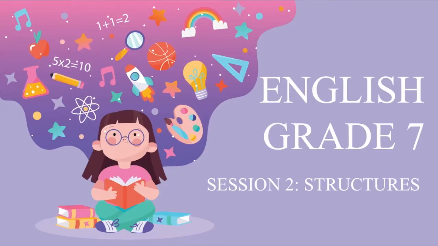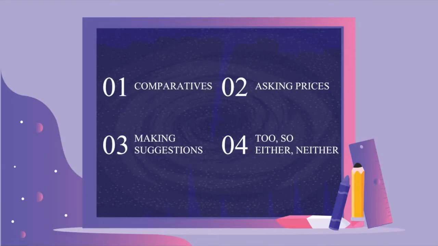Guys, welcome to English Grade 7, Session 2, Structures. In this session, we will review some structures that we usually see in the sentence transformation exercises. The first one, we will review comparatives. Second, we'll learn about some structures that we can use to ask prices. The third one, we will learn about how to make suggestions. And the last one, we will learn how to express agreement using too, so, either, and neither.